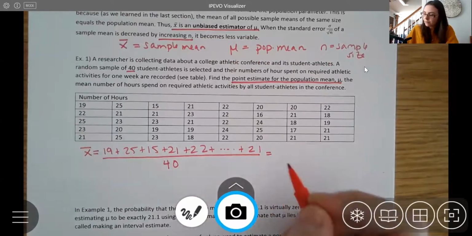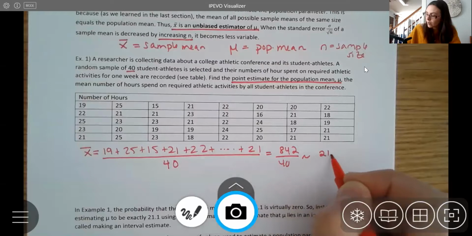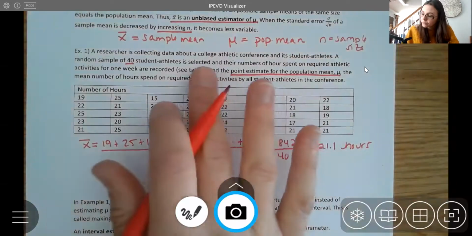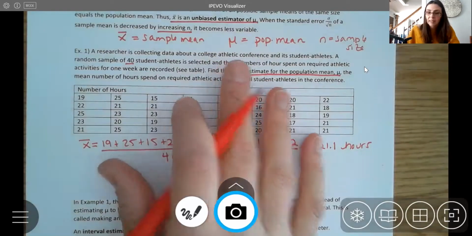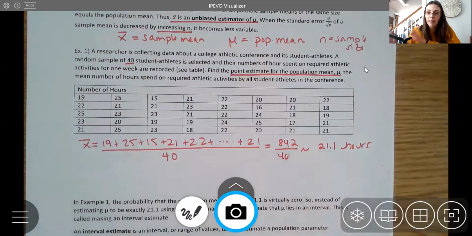What you're going to get is 842 over 40, which is about 21.1. And again, this is hours. So student athletes at this conference are spending on average about 21.1 hours in that 1 week doing required athletic activities.